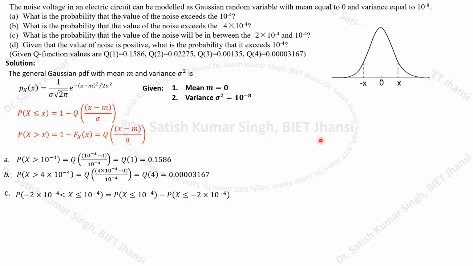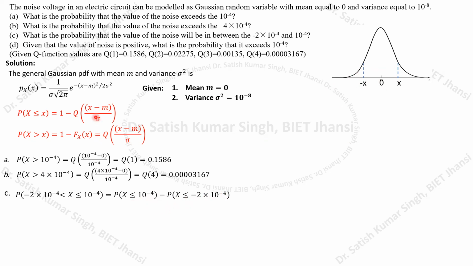Exactly what we are doing is finding the entire probability from minus infinity to 10 to the power minus 4, and then subtracting the probability that the voltage will be less than minus 2 into 10 to the power minus 4. If we do that, we will be left with the probability between these two values. Ultimately we have to find this probability, so again we use the same formula.